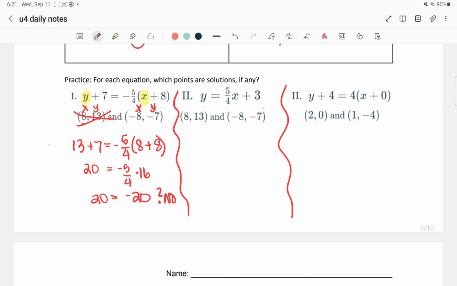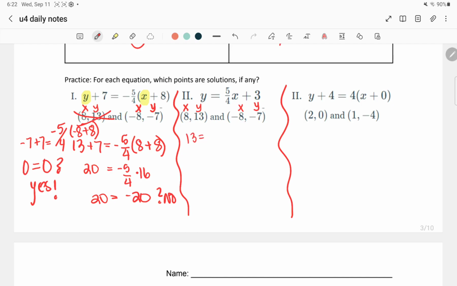What about the other point? We'll write it off to the side here. Got negative 7 plus 7 equals negative 5 over 4, negative 8 plus 8. And if I simplify that, I get 0 equals 0. Does 0 equal 0? Absolutely yes. Okay, so we're going to do that one more time, and then you're going to do it on your own. So remember, x value, y value, that's how ordered pairs are written.